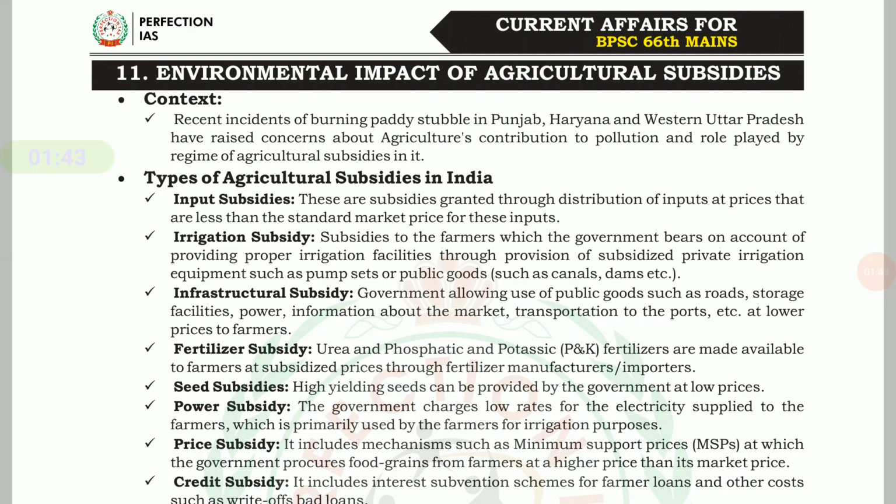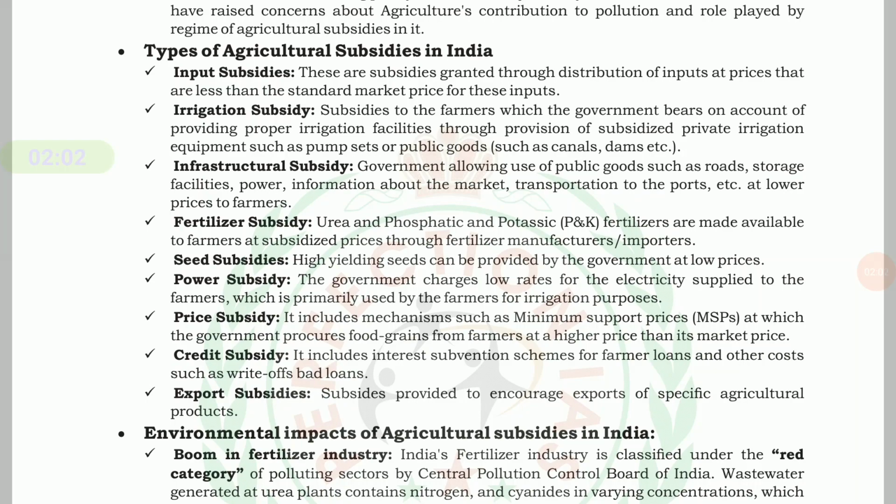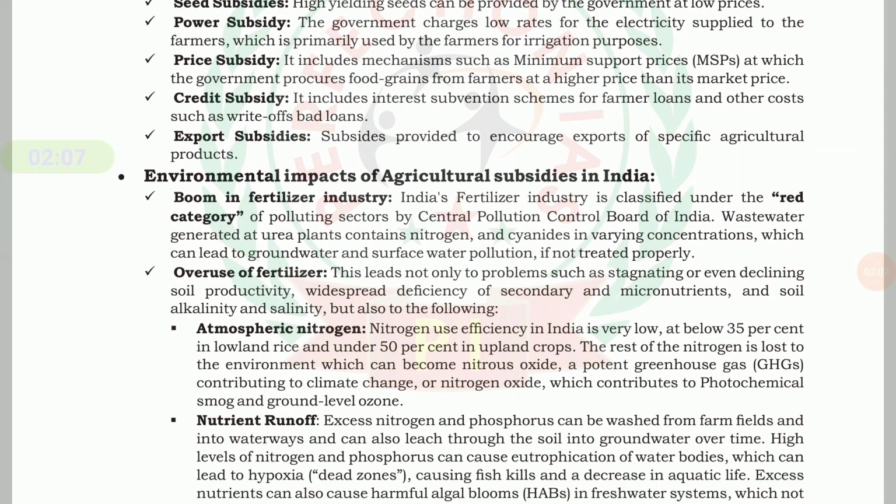So there are input subsidies, that is, subsidies given on the inputs or on the services that are directly linked to the prices of inputs. Similarly, there are subsidies on irrigation, electricity bills, infrastructure, fertilizer, seeds, power, price, credit, export, etc. Now the basic aim of these subsidies is to assist the farmer so that production will be more. But what happens is it is actually creating an inequality.